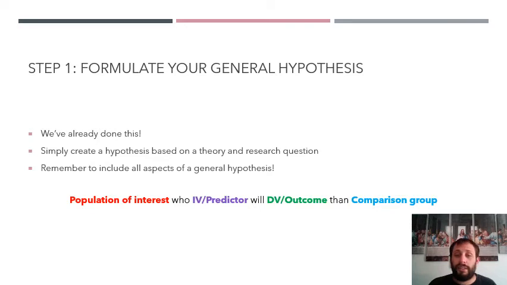And then remember just to include all those aspects of a general hypothesis. That becomes really important for when we actually get into talking about stating null and alternative hypothesis testing, because you need all those aspects in there in order to actually test the hypothesis statistically.